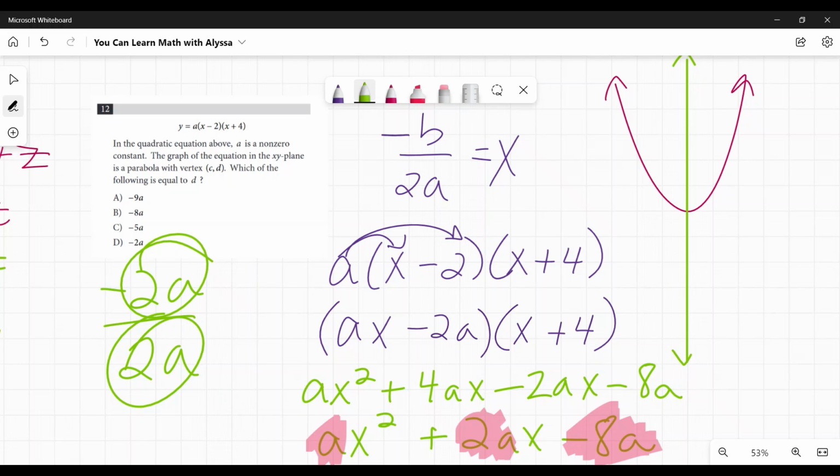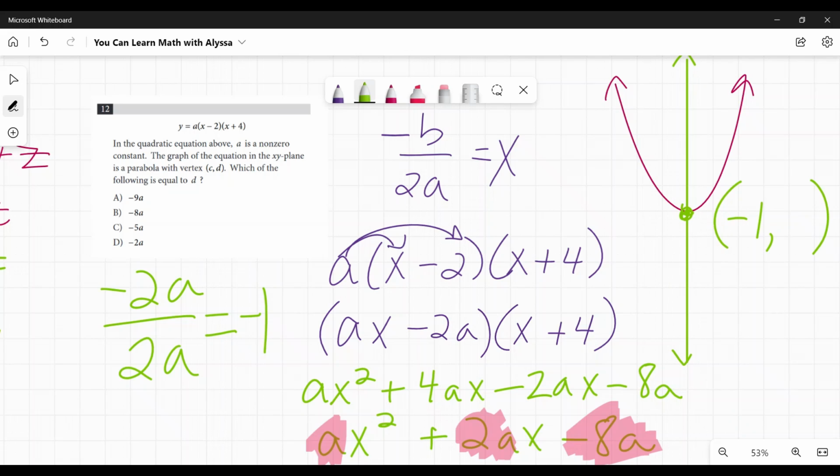Now, any variable or combination of variables that's over itself is canceling out. It's like 5 over 5, 100 over 100, 10 million over 10 million. They cancel out and it leaves 1. So the negative stays, and this is negative 1. So this vertex, wherever it is, the x value is negative 1.